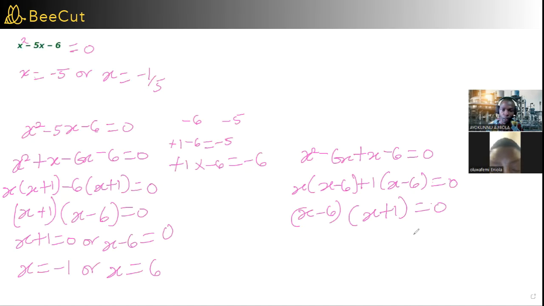And I can say x minus 6 equals 0 or x plus 1 equals 0. So also it means x equals 6 or negative 1. So it's just the same thing.